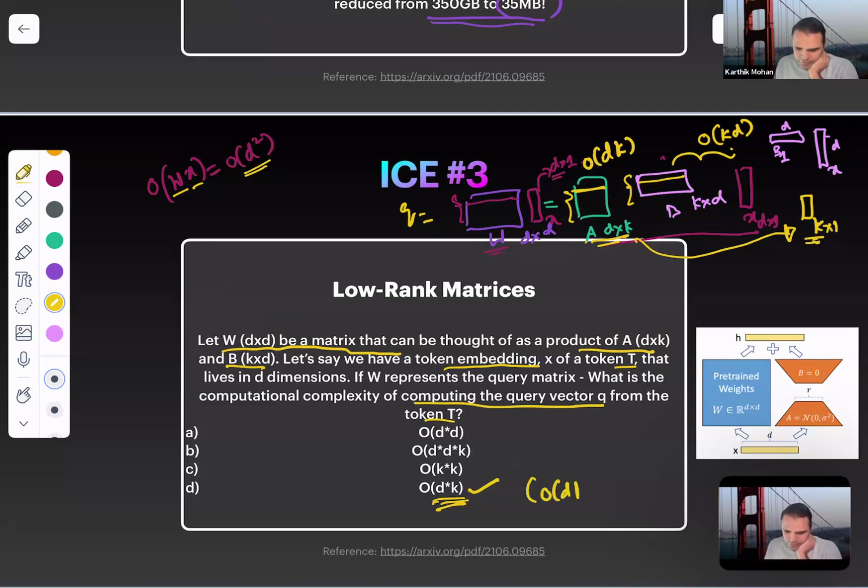So this is still order dk plus order kd, the same as order dk, because it's just the order. The constants don't matter, right? You can even say 2dk, but 2dk is still dk. It's the same thing.